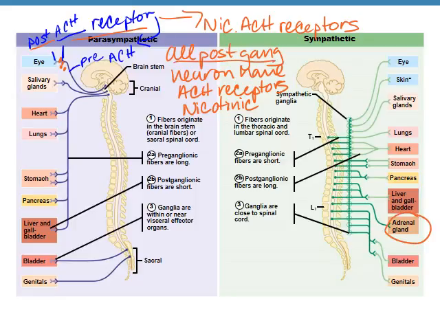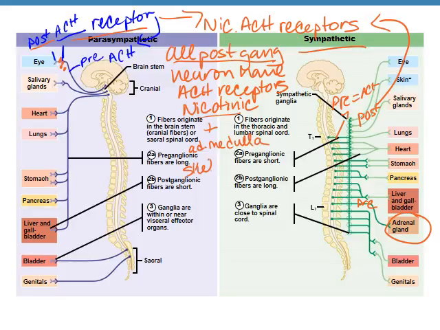When I say all post, I'm talking about sympathetic as well. Remember, the pre's here, they release acetylcholine, so the post has to have an acetylcholine receptor, specifically nicotinic. And then we said the adrenal gland. Remember, the adrenal gland is that oddball that only has a pre. So all postganglionic neurons have acetylcholine receptors, specifically nicotinic, plus we're going to add the adrenal medulla to that list. We also mentioned skeletal muscle. So those are all the nicotinic acetylcholine receptors.